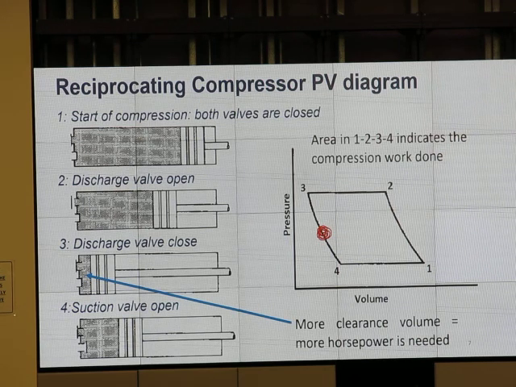Open? Okay, I think you get it. Because from 3 to 4, I pull it back, right? Pull the piston back. So the suction valve has to be open and the discharge valve has to be closed. Good?